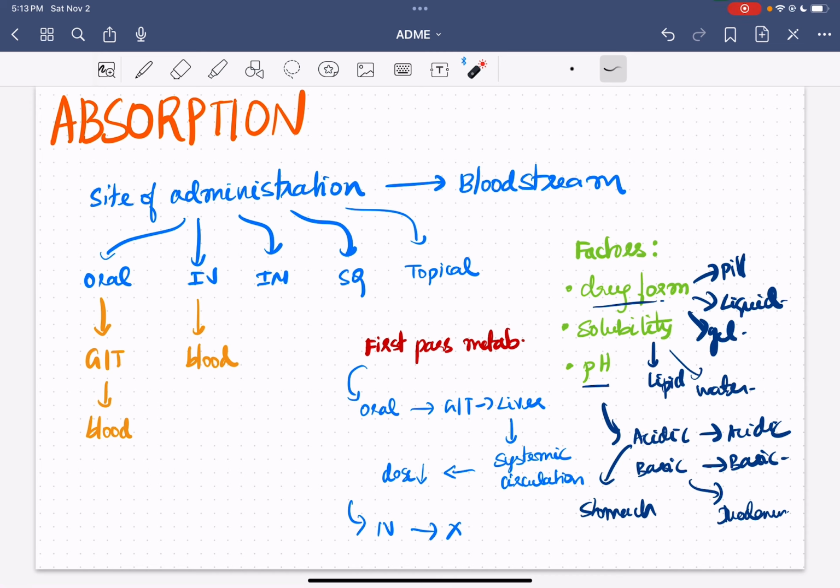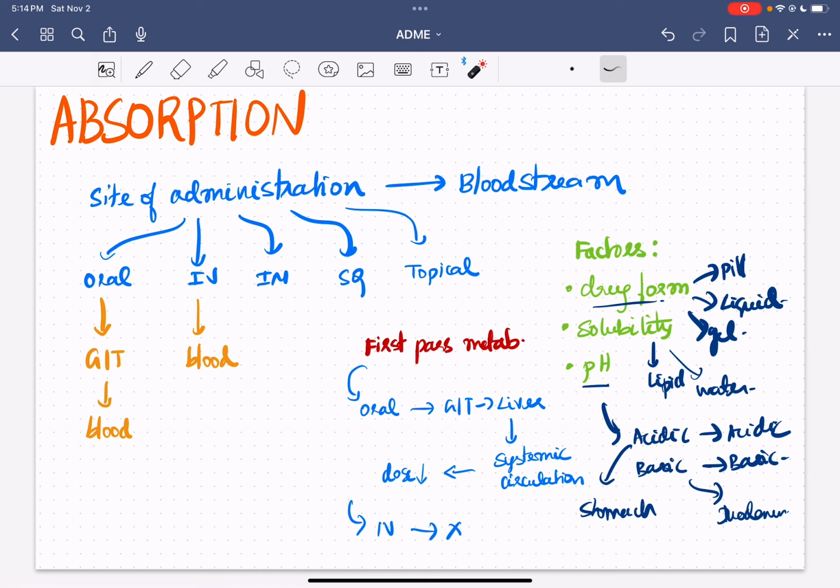Now there's another important concept called first pass metabolism that happens for your oral drugs. So what happens when you take oral drugs? As I said, it goes through your GIT, right? And after GIT, it goes through your liver to get checked for any toxicity, or to check if the drug should be excreted or should be used. We'll see more about that in the metabolism part, but I'm just giving you an idea here. Oral drugs, they go through the GIT, then to the liver, and then to the systemic circulation.